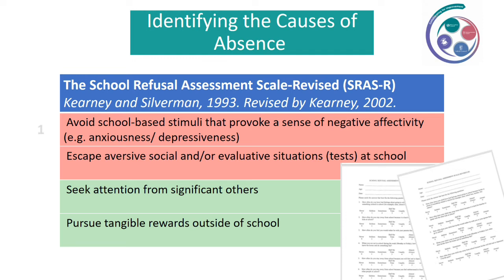Condition 1 on the scale, to avoid school-based stimuli that provoke a sense of negative affectivity, can be linked to mental health issues, conditions such as anxiety, depression, or other social and emotional concerns. For example, this could be where a child has a negative relationship with a teacher or peer, or they might find a class or subject particularly challenging. For children with autistic spectrum disorder, this may be related to the environment, transition periods, or routines.